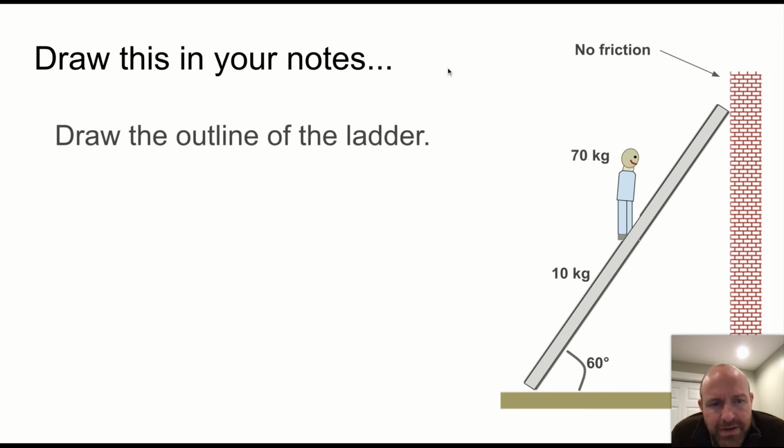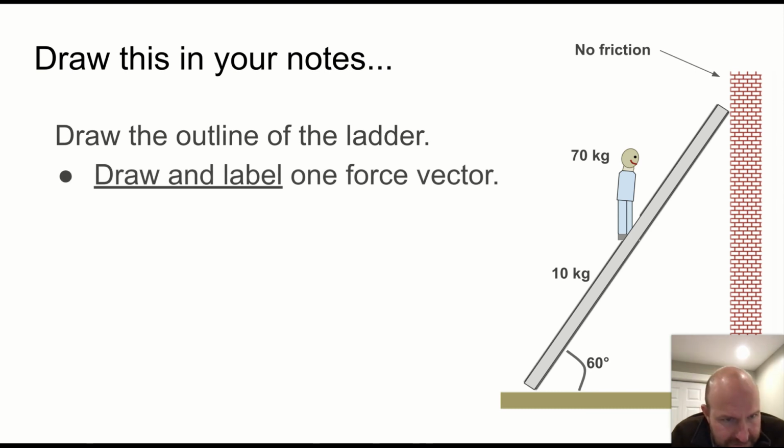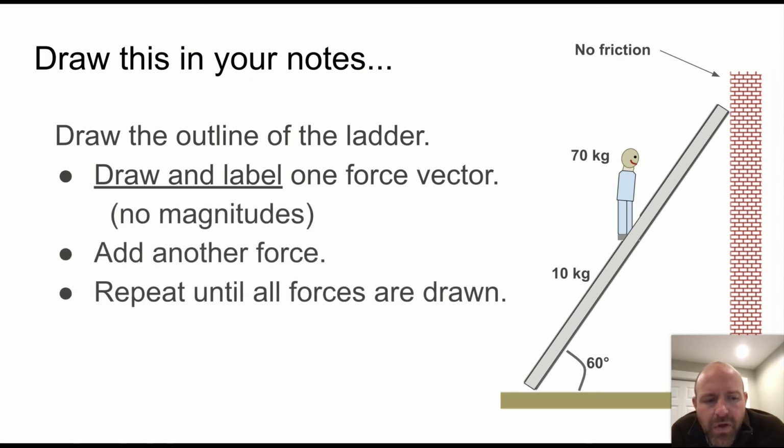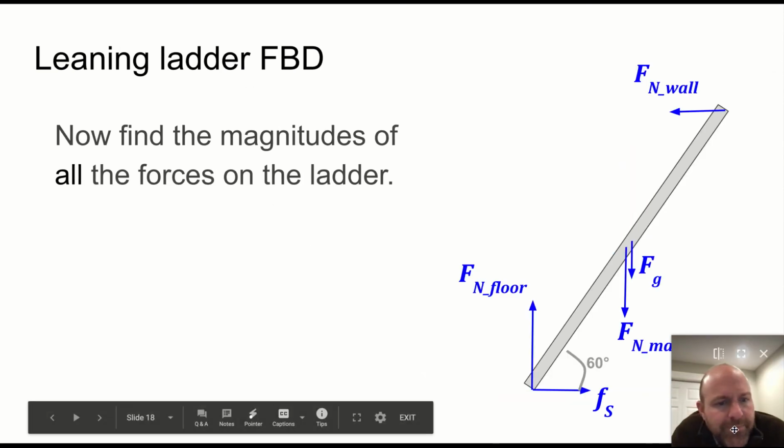You may want to draw this out to help you think about what's the outline of the ladder. Well, the ladder itself is just a board, basically. And we want to draw and label a force vector, no magnitudes on there. Add another force, repeat until all the forces are drawn. So I would probably start with the weight of the ladder, pulling straight down on its middle, then the weight of the man. Then I would think, well, the wall is providing a normal force and the ground is providing a normal force. And probably the ground is also providing a frictional force, because we are told that the wall is frictionless, but the ground isn't. So this is what I would draw.